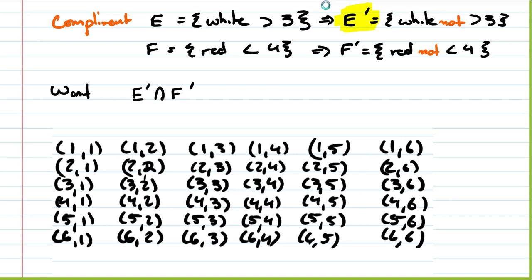Let's take our E complement: white is not greater than 3. Well, if white is not greater than 3, or equal to 3, then that would mean you were what? Less. So white greater than 3 would be everything over here, so not greater than 3 would be everything over.